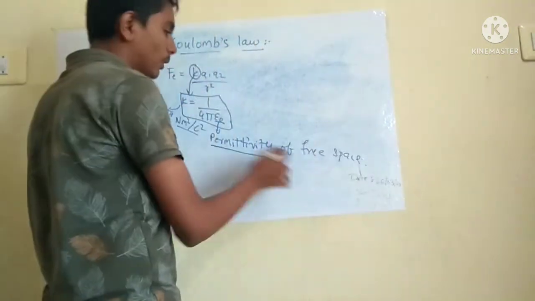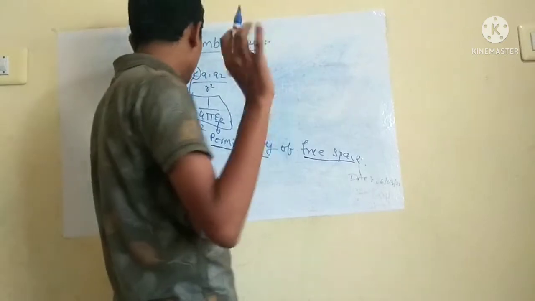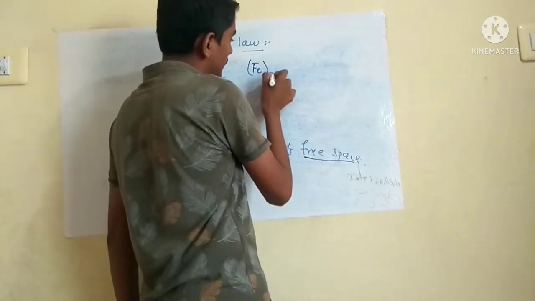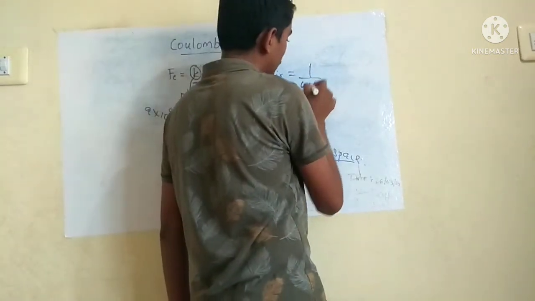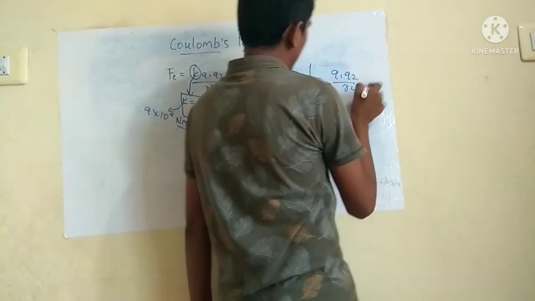Okay. Now, what is free space? Free space means vacuum or air. You generally consider it as air. Now, electrostatic force in air will be defined as 1 by 4 epsilon naught Q1 Q2 by R square.